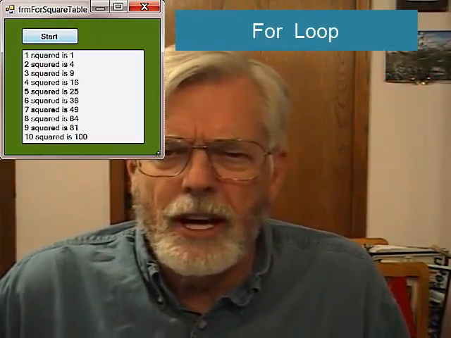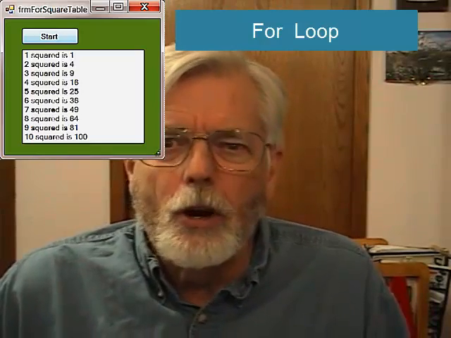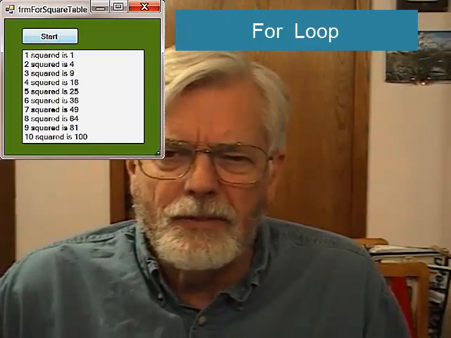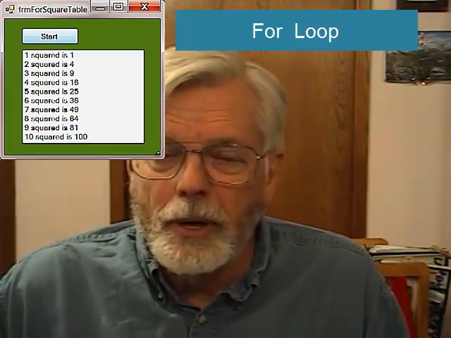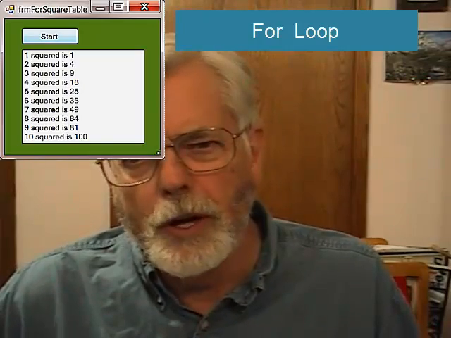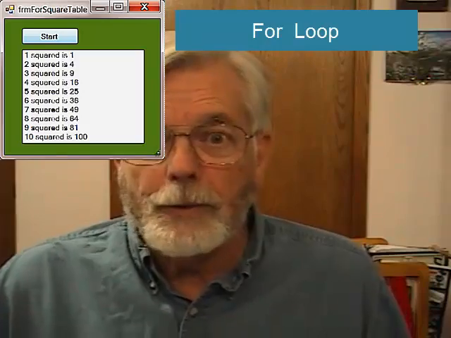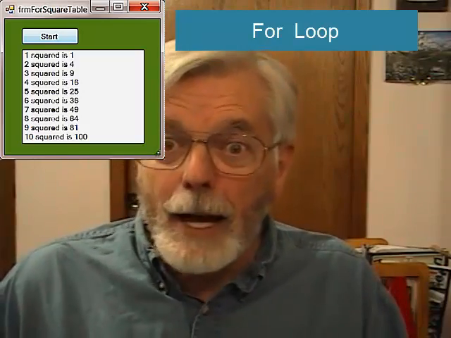Then I'm going to use a for loop, which is a different form of a counting loop. We could do the same thing with a while loop, but a for makes it really nice and very visual that it's a counting loop. And I'll create a table of squares. 1 times 1 is 1, 2 times 2 is 4, 3 times 3 is 9, 4 times 4 is 16, and 5 times 5 is 25.